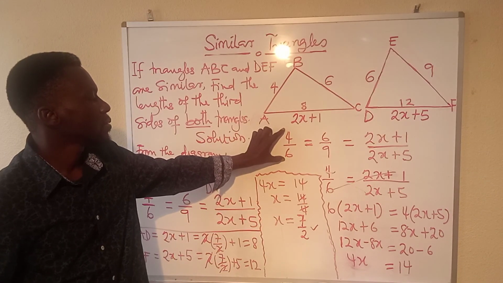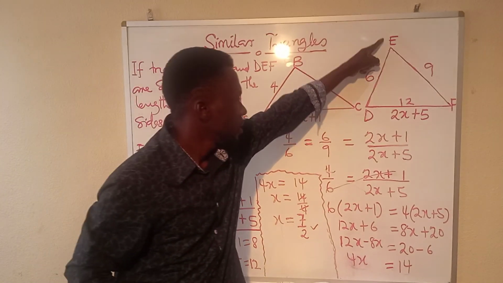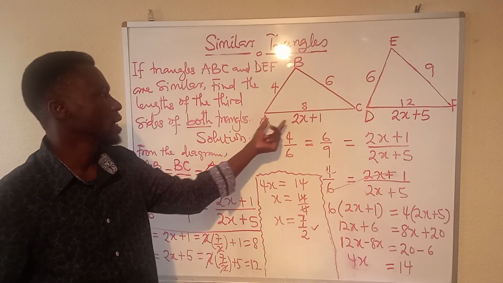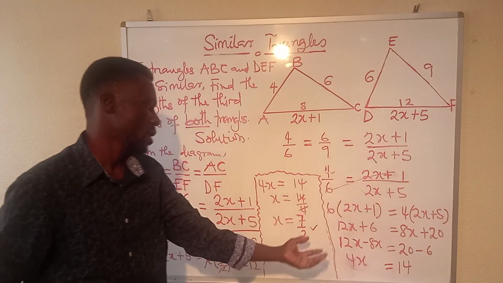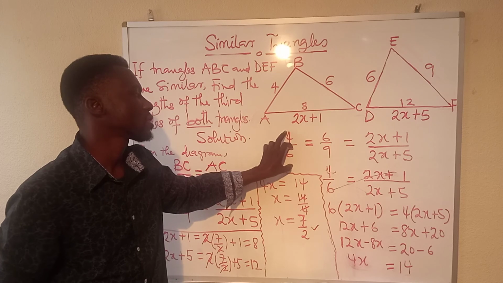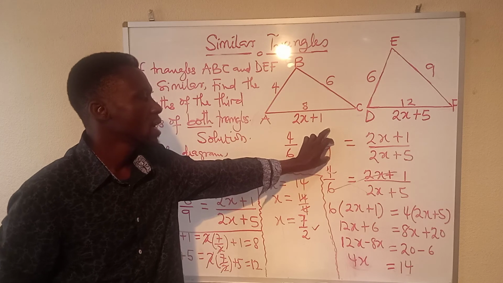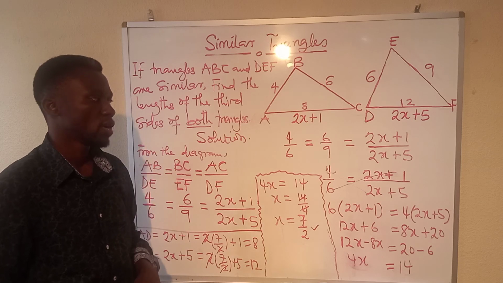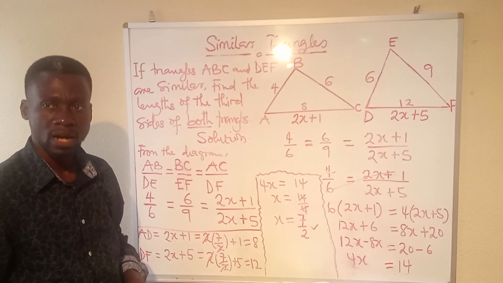Now remember that we used the side AB over the side ED, in this case 4 out of 6. We equated it to be proportional to AC and DF, and then we arrived at x being equal to 7 out of 2. Because 4 out of 6 is proportional to 6 out of 9, even if you use 6 out of 9 and equate it to 2x plus 1 all over 2x plus 5, you're going to arrive at the same answer for x, equal to 7 out of 2. You can try that and see.